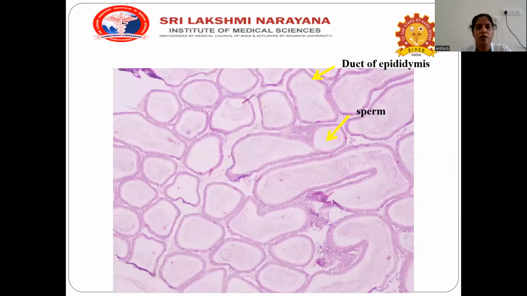So when you see a slide, it will look like this. This is the pseudo-stratified epithelium lining the duct of the epididymis. Within this, you can see the collection of sperms. All the ducts have sperms. So this is the slide of the epididymis. Do you understand now?